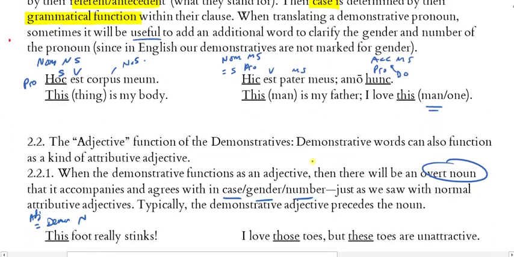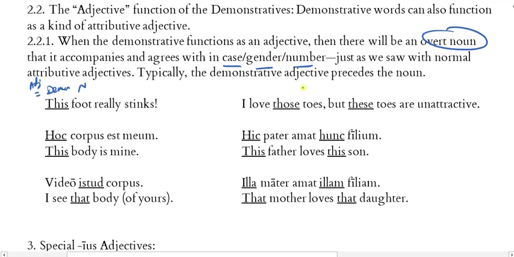There, the demonstrative functioned as a pronoun. Here, it functions as an adjective, doesn't it? Because it's modifying toes here in our example. Those toes, these toes, rather than I love those, and these are unattractive.